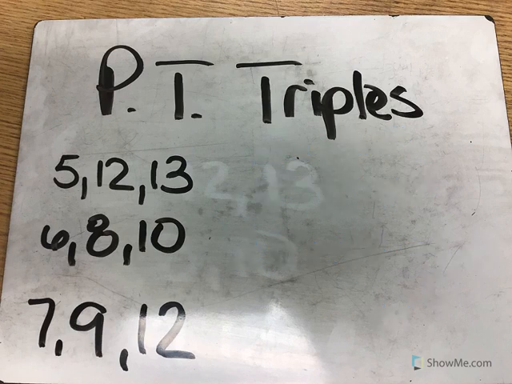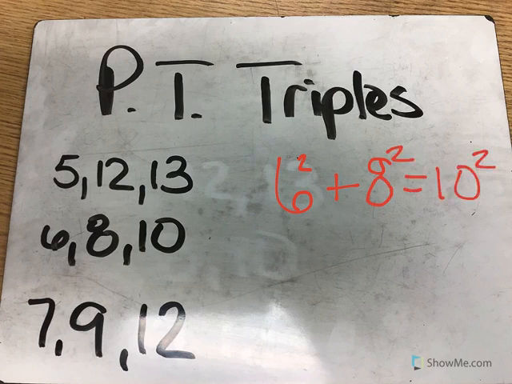Let's do the next one. A squared plus B squared equals C squared. So we're going to do 6 squared plus 8 squared. Does it equal 10 squared? Let's see. 6 squared is 36. 8 squared is 64. 10 squared is 100. Does 36 plus 64 equal 100? Yes, it does. So it is, in fact, a right triangle.